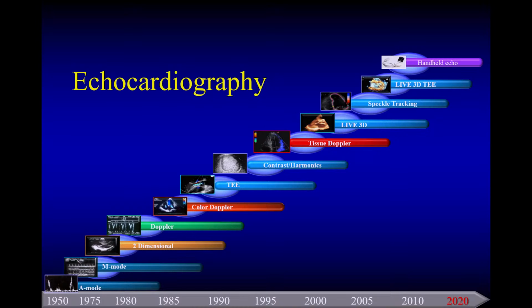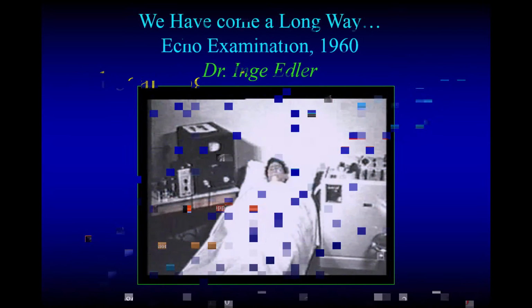So on this time trend, if you will, of developments of echocardiography: from the A mode, M mode to 2D, Doppler, color, TE, contrast, tissue Doppler, live 3D, speckle tracking, live 3D TE. And I know we haven't talked about handheld, but handheld is really amazing. You could take it portably to the wards as a screen for any abnormalities, with a truly tremendous ability to image.